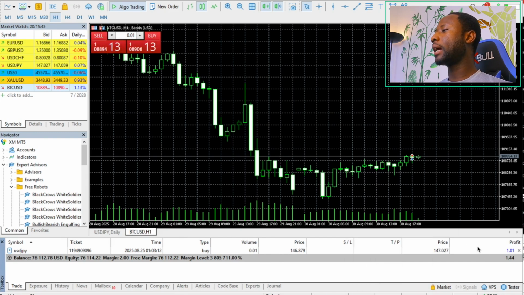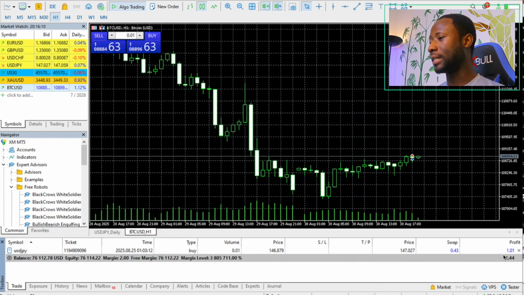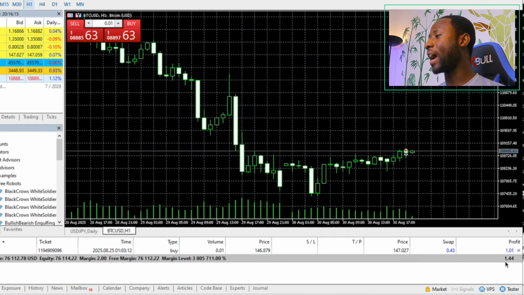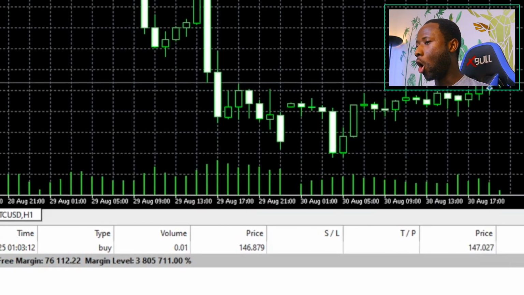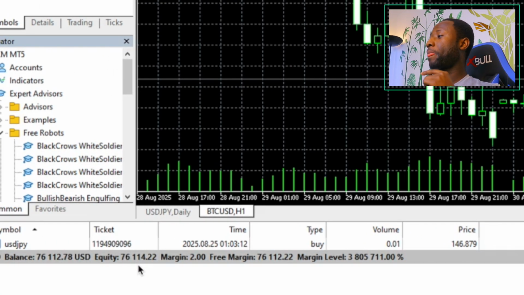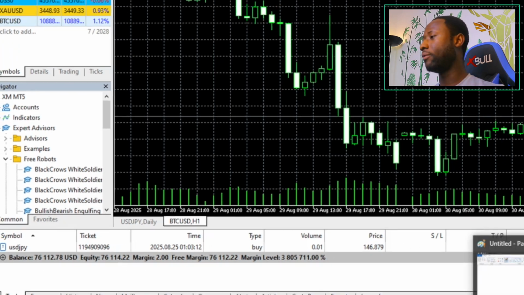If you have ever placed a trade, you'll see that when the current profit is fluctuating, it affects your equity. So your equity will be going up or down based on the current floating profit or loss that we have.